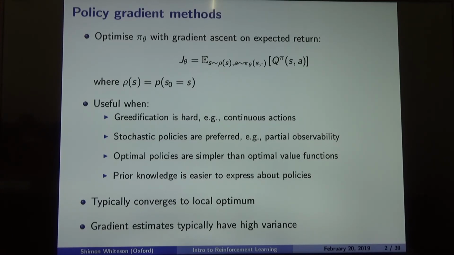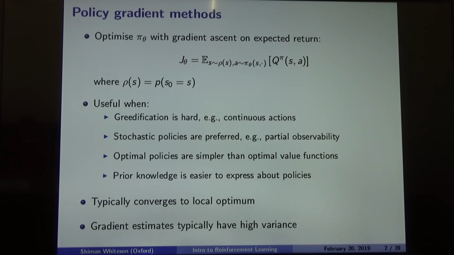So more generally, if you have any setting in which the optimal policy is simpler to represent and learn than the optimal value function, then policy gradient methods might be useful because we directly learn the policy. We don't learn a value function and then extract a policy from it. We directly learn the policy. In some cases, that may be easier.